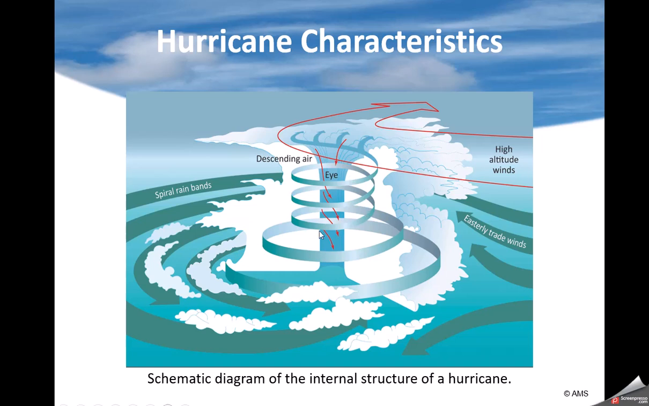And notice the air comes up and out, so you would get great divergence at the top of the eye. So that allows the air to be pulled upwards all around it. And in the middle of the eye, there's sinking motion.